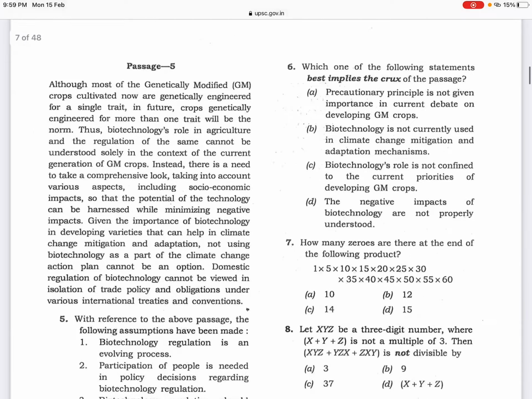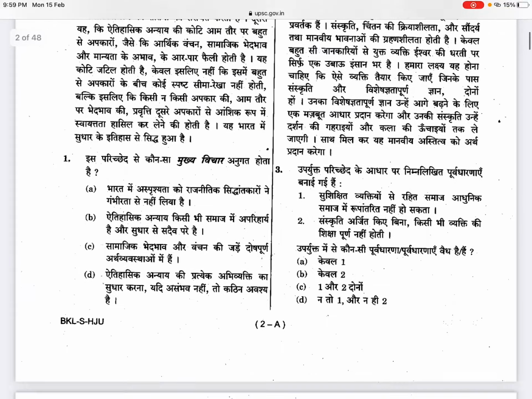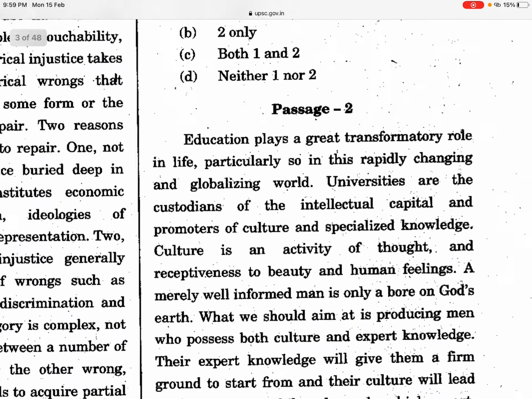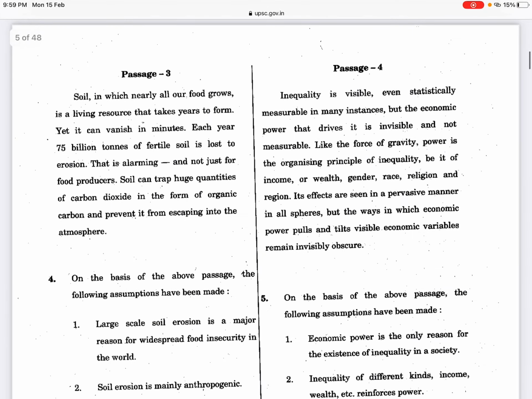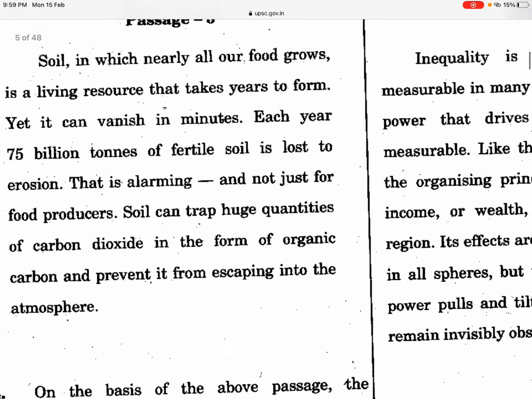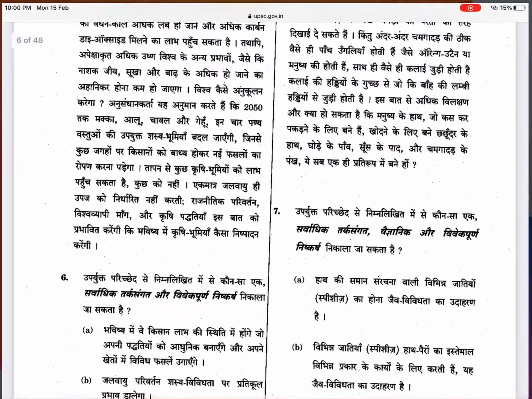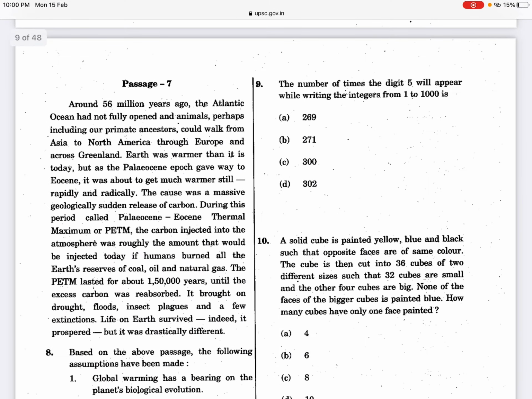And if we go for another paper, for example this one, 2019, you will find political theories, education playing a great transformatory role, university, globalization, inequality and related problems. And if you go for maths or GI, I'm sorry, this just slipped out of my hand. See, the question is the number of times 5 will appear while writing the integers from 1 to 1000. How many times will 5 appear?